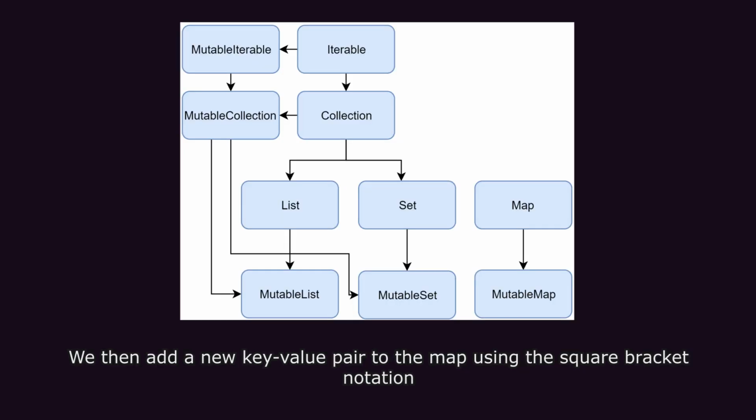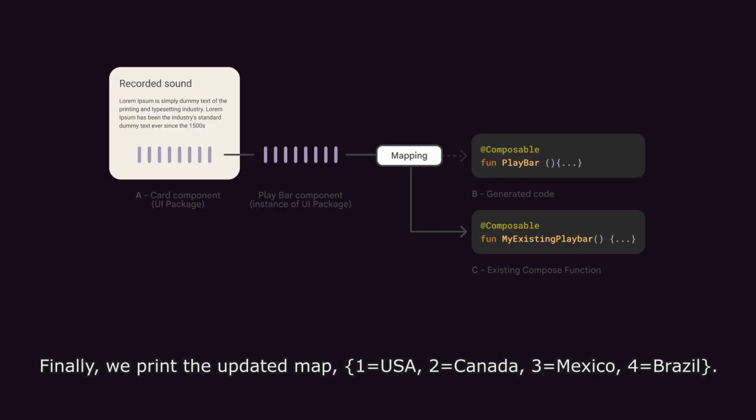We then add a new key-value pair to the map using the square bracket notation. Finally, we print the updated map: USA, Canada, Mexico, and Brazil.